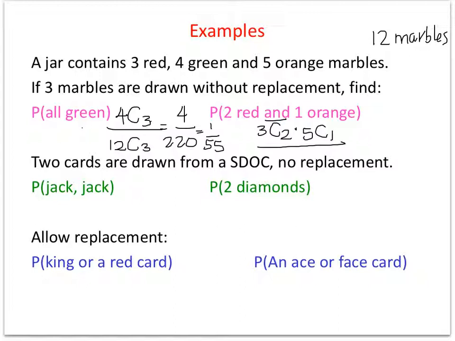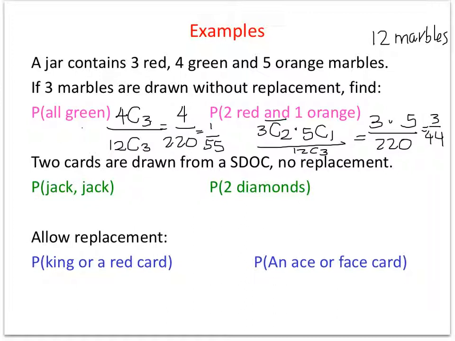And that will be divided by my 12 choose 3. So 12 choose 3 we know comes out to be 220. And 5 choose 1, I believe, is just, I'm thinking it's going to be 5. It is. And your 3 choose 2 is going to be 3. So we have 15 divided by 220, which is going to give you 3 over 44.